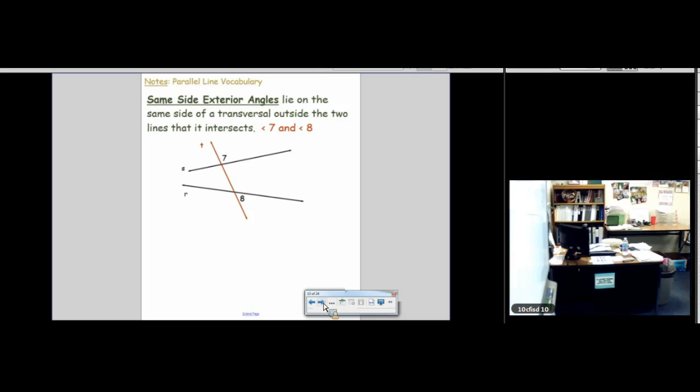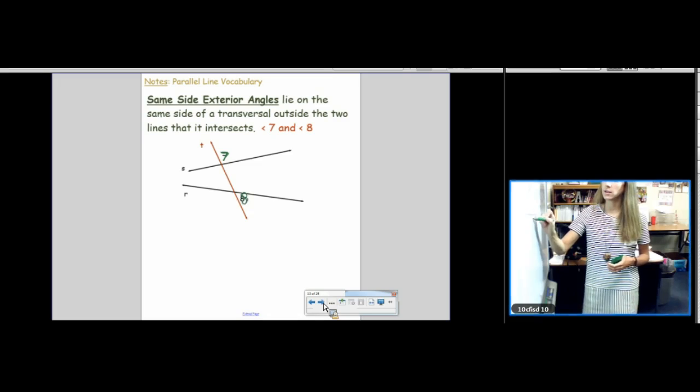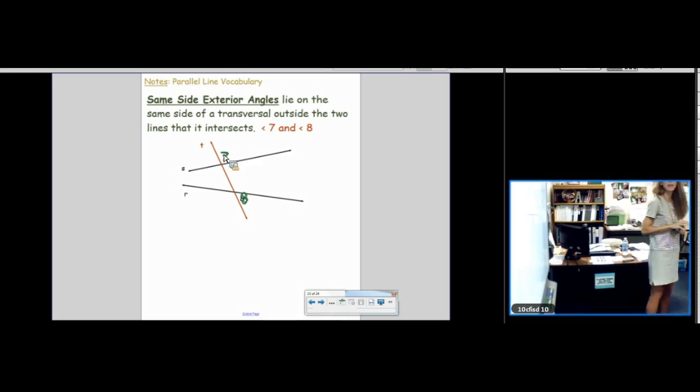Yep, we're right here. This is corresponding. This is same side exterior, 7 and 8. Same side, but now they're outside of the parallel lines. Well, they're not parallel today, but outside of the lines.